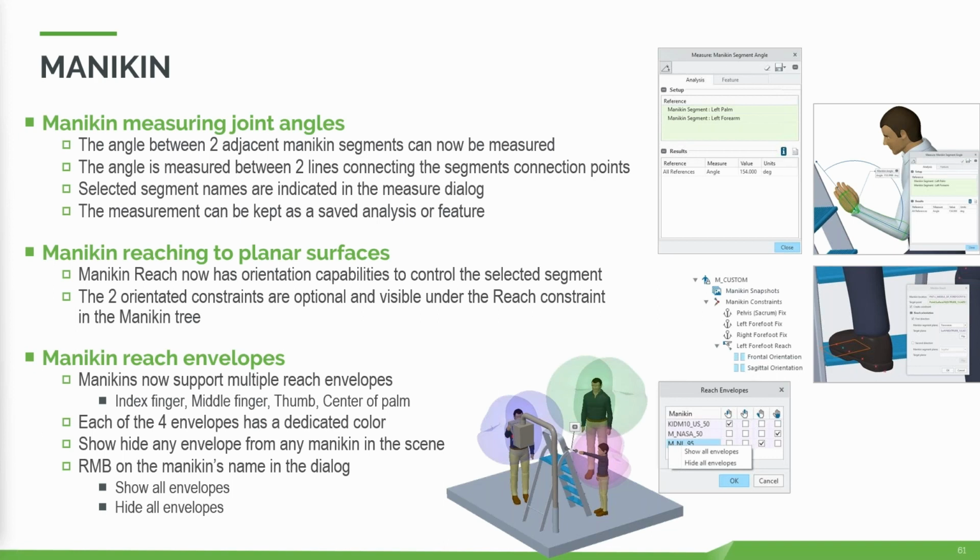Also with the reach, there are now a few more envelopes added rather than just the general reach of the hand. We've now got some more specific controls. There are four different reach envelopes with different colors, as you can see in the screenshot: the index finger, the middle finger, the thumb, or the center of the palm. So if there's something specifically you're interested in, like can somebody hit an emergency stop button with the palm of their hand, will they be able to reach the operator position? We can show those envelopes individually or all together for any mannequin.